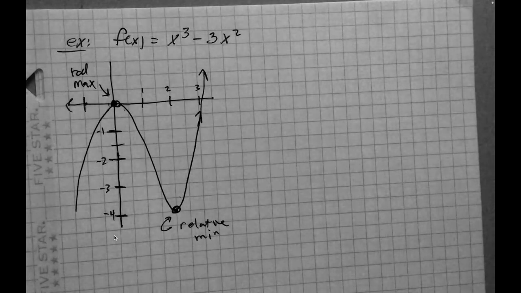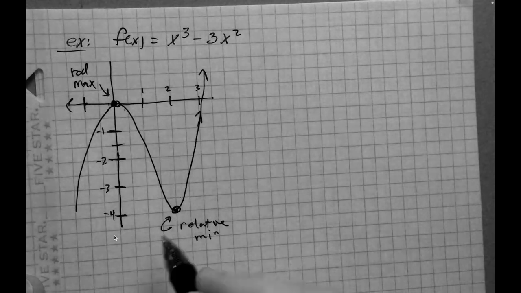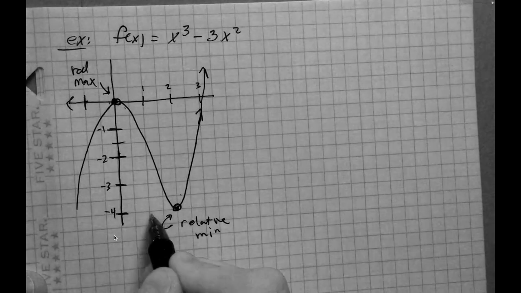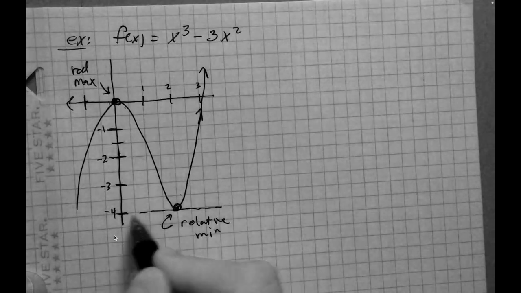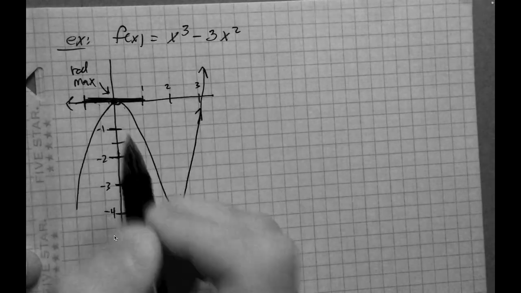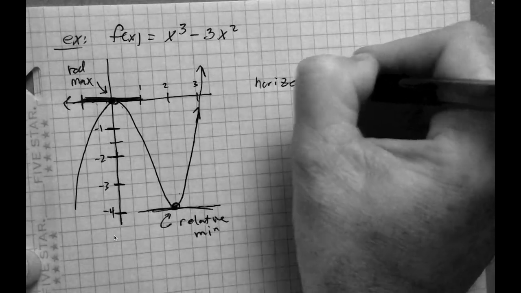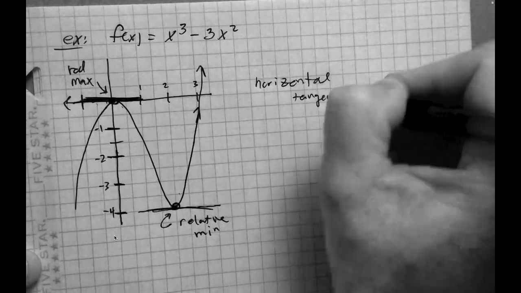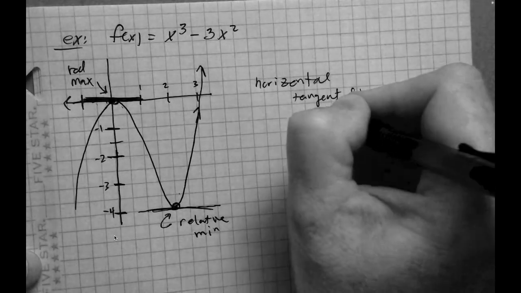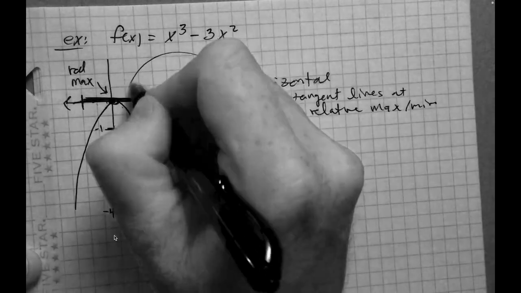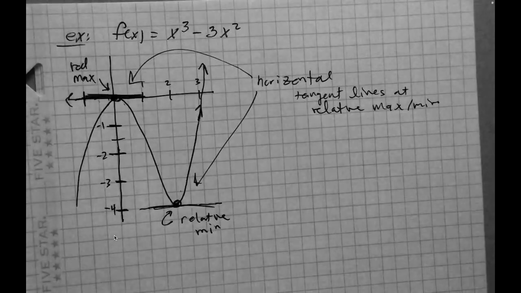Notice that if you think about what a tangent line would look like at these points, you would have a horizontal tangent at the minimum, and also a horizontal tangent line at the maximum. So horizontal tangent lines at relative max and mins. You can see that intuitively.